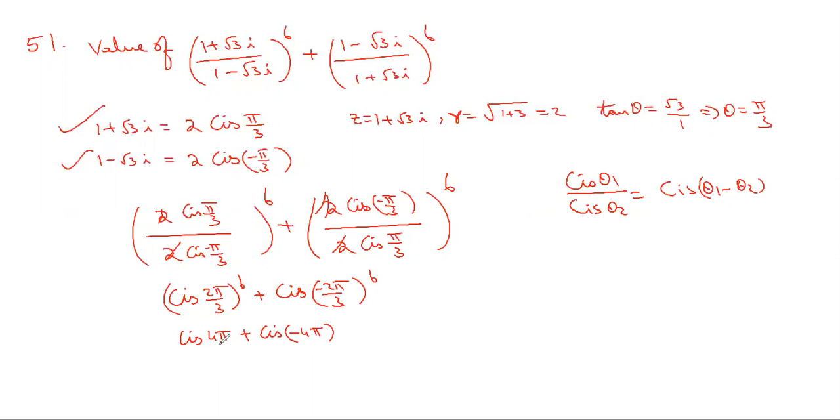But actually for even multiples of pi, minus plus doesn't make any difference because both can be replaced with 0. This is cis 0 and this is also cis 0. Cis 0 is cos 0 plus I sine 0, which is basically 1. So 1 plus 1 is 2. The answer is 2, option 1. It's given in 1995 CET.